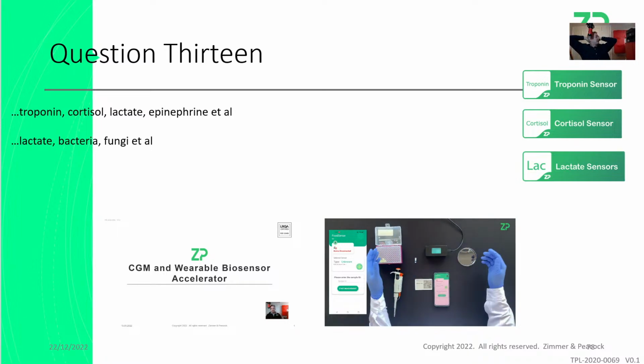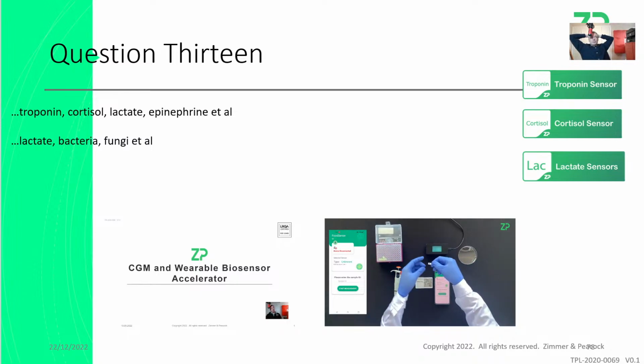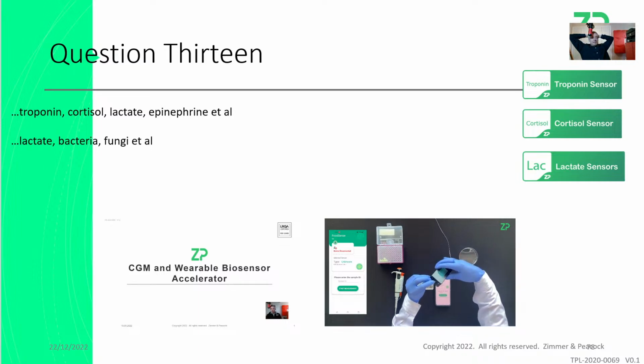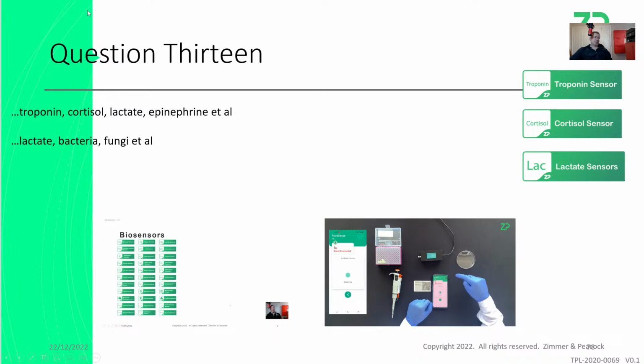Bacteria, I'm a bit more familiar with. You can do it. There are lots of ways of doing bacteria. You can do it by DNA, which is harder. You can also do it by antibody, which can be very specific, and sometimes people want non-specific signals. Bacteria and fungi are the more challenging things.